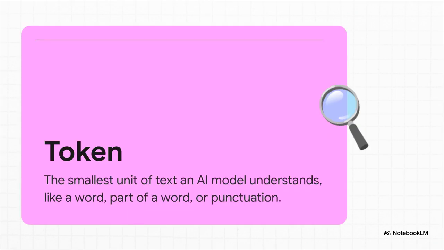Okay, so here's the deal. A token is the smallest piece of text an AI can actually understand. The best way to think about it is like a Lego brick, but for language. AI models don't read word by word or letter by letter like we do. They read token by token. And a token can be a whole word, like cat, or just a part of a word, like ing in running, or even just a single exclamation point.